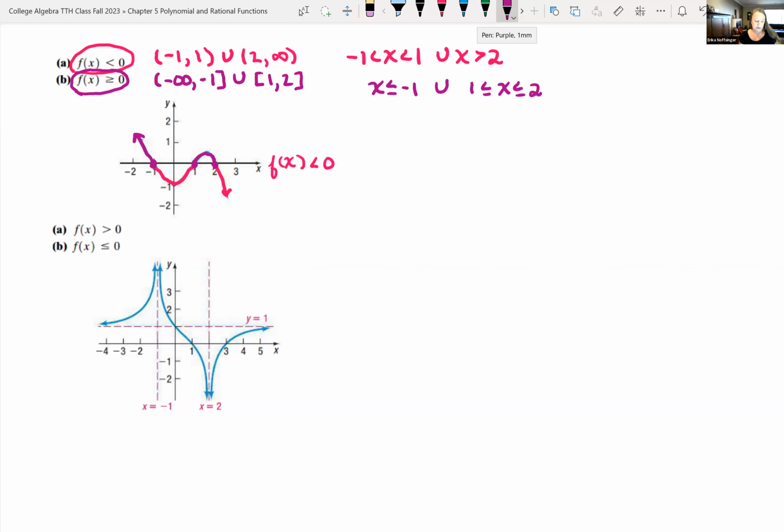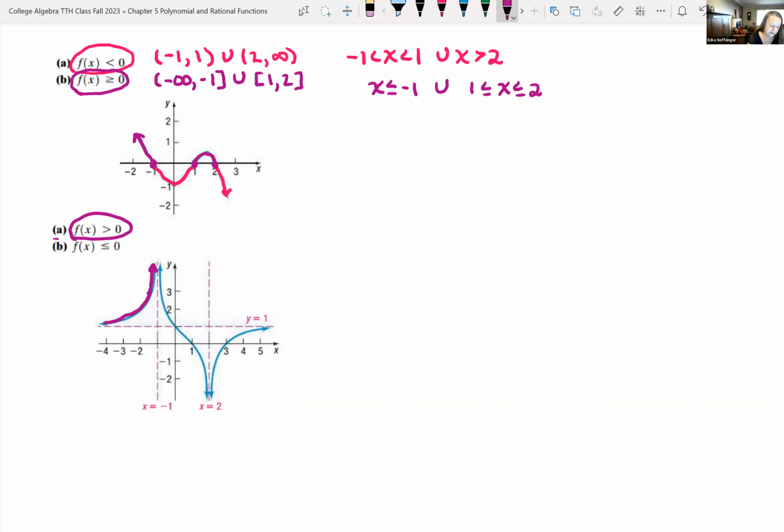In this next example, notice we have a graph. We have a horizontal asymptote, it looks like at y equals 1, and we have two vertical asymptotes, x equals -1 and x equals 2. For the first piece, we're looking at values where f of x is greater than 0. That's going to be values where our graph is above the x-axis.